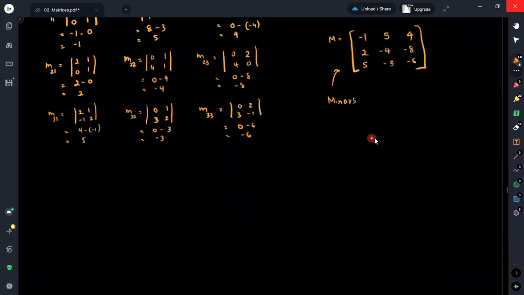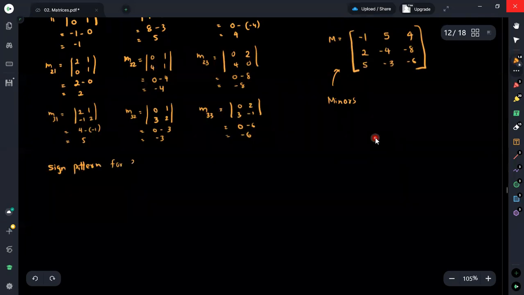As the next part, I have to identify the sign pattern for a 3 by 3 matrix. We can combine the sign pattern and the minors to obtain the cofactors. The sign pattern suggests that it starts from plus, and then we'll get the sign pattern for the matrix in this way.